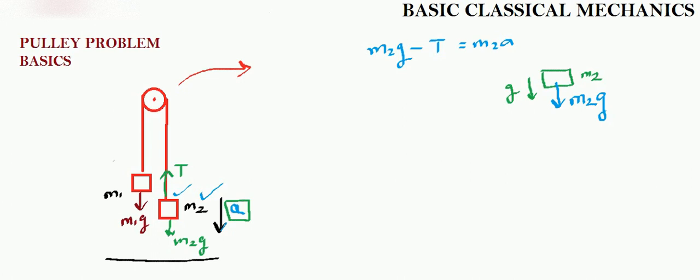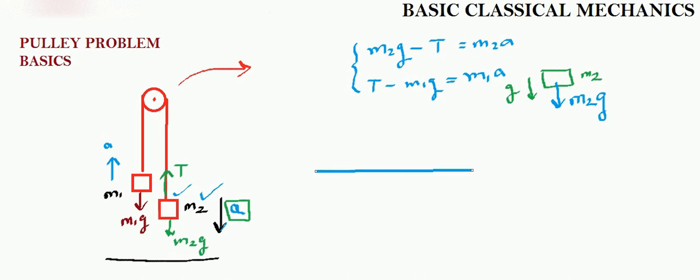Let us look at m1. So m1 is going up with an acceleration a. Since m1 is going up with an acceleration a, there must be some force that is taking m1 up, and that force is somehow getting a little bit of hindrance from the weight of m1 itself. So T minus m1g is the net force making m1 move with an acceleration a in the upward direction. So this is one way of making the equation. Once these equations are made, then you can easily solve any problem. Let us solve one more problem related to pulley.